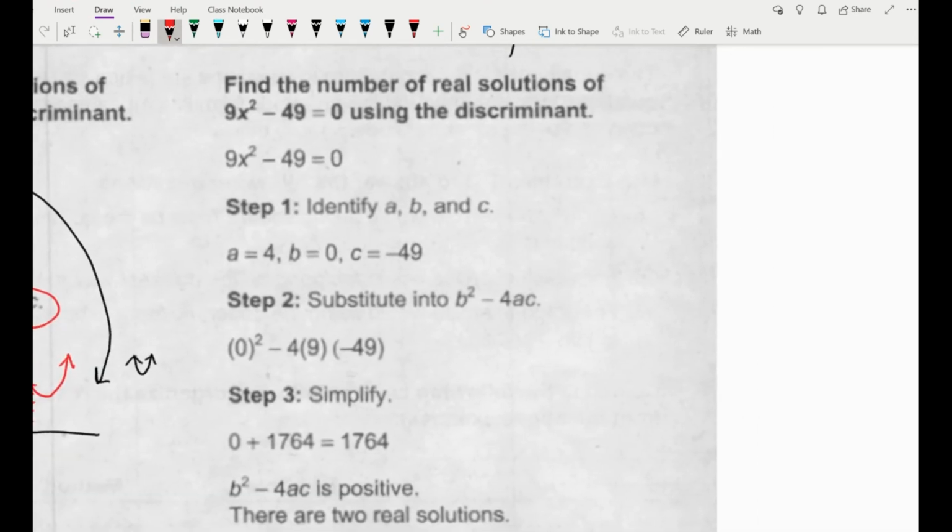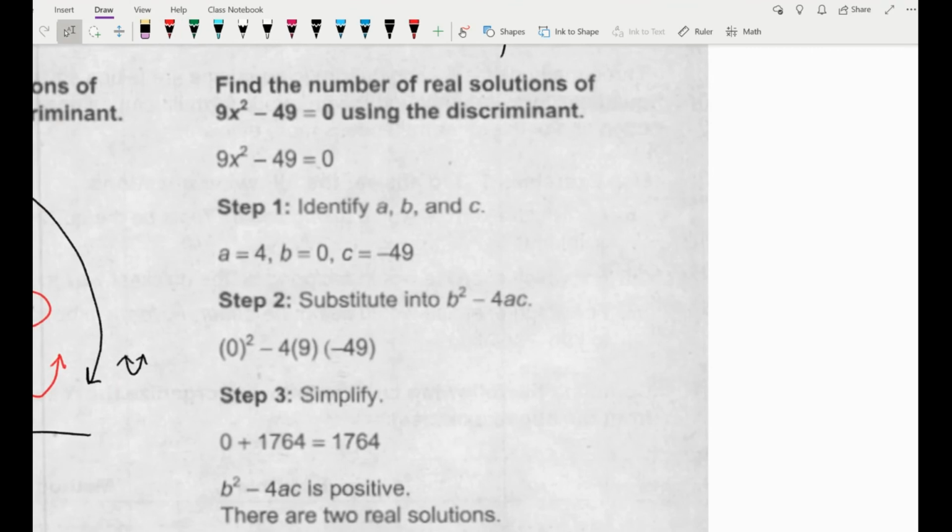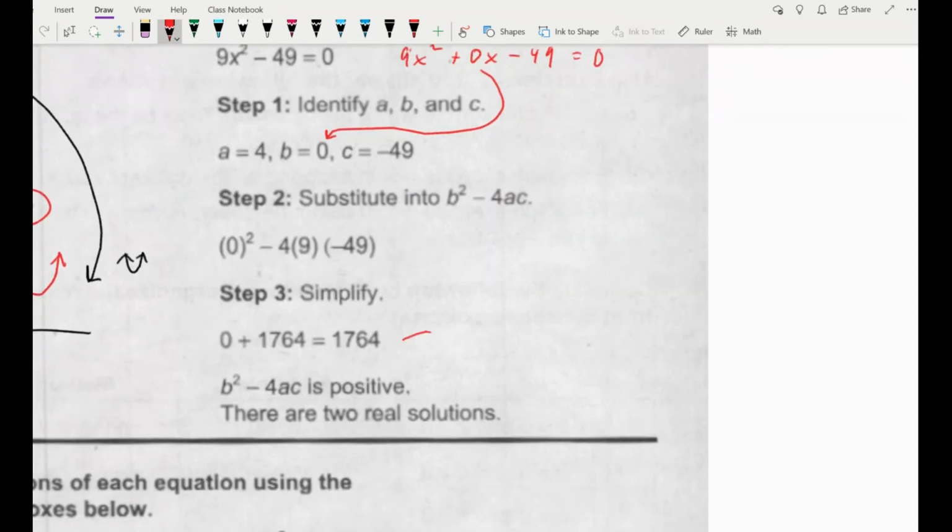Another example, a, b, and c. In this case, there's no x value. So we can think of it as 9x squared plus 0x minus 49 equal to 0. That's why the b value here is going to be 0. They still applied the formula, and they got a big positive answer here. This would have been inside the square root, the discriminant.